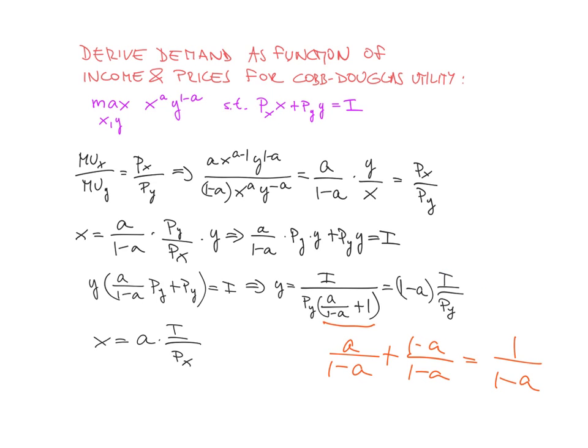What about x? So let's do that too, which is pretty easy by now, because we have a formula for x as a function of y. So all we need to do is take this solution for y and plug it in here. And if you do that and work through some messy but simple math, then you will get x equals a times income divided by price of x. So we have our solutions. We've solved for the two demand functions for x and y.